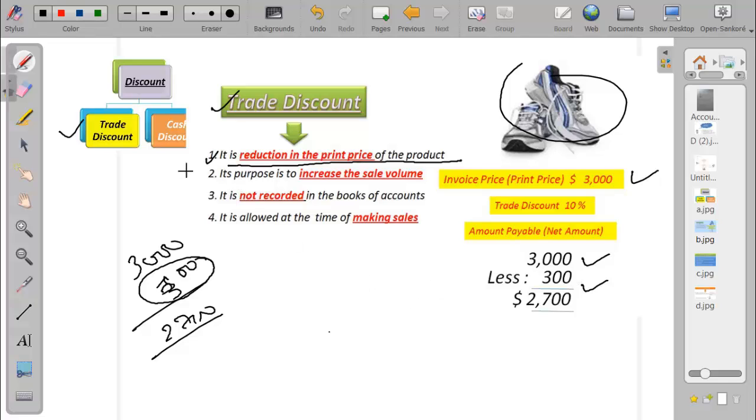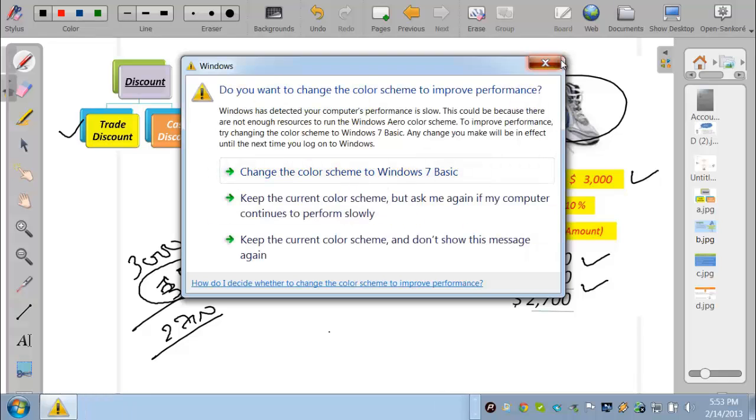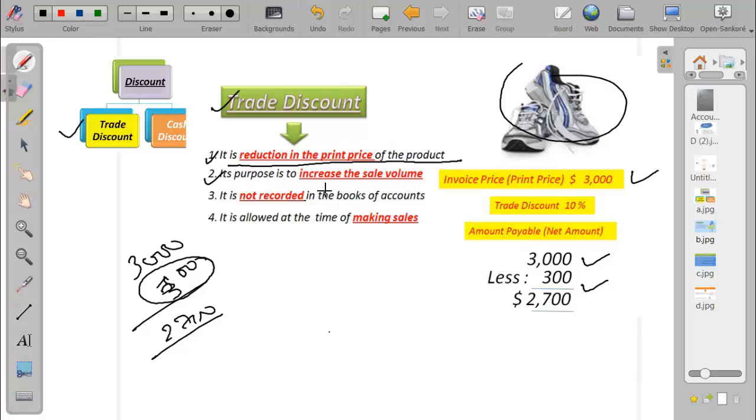And the second point is what? Why did the shopkeeper allow us this trade discount? Its purpose is to increase the sale volume. Because until and unless the shopkeeper offers us trade discount, we will not mentally prepare to buy the product. The moment he offers us trade discount, immediately we make our mind to buy the product. Is that clear? So obviously it will increase the shopkeeper's sale. Getting my point? So what is its prime motive? To increase the sale volume. Why does the shopkeeper allow us trade discount? So that he might increase his sale.